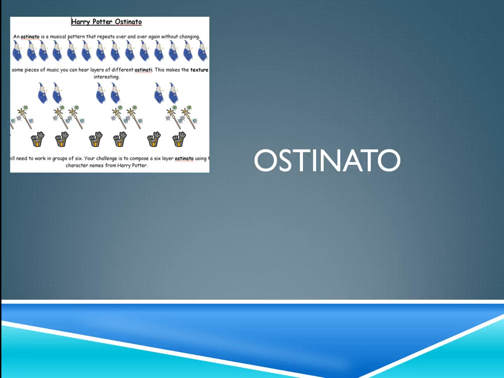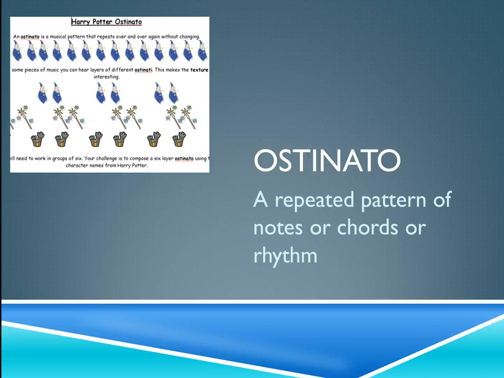Ostinato. Now, we've got Harry Potter there, so an ostinato is a musical pattern that repeats over and over again without changing. Some pieces of music you can hear layers of different ostinati, which is the plural there. This makes the texture interesting, and you can see that little bit there, that picture. So that's just to help you explain it. But it's a repeated pattern of notes or chords or rhythms, so anything that's repeated musically is an ostinato.